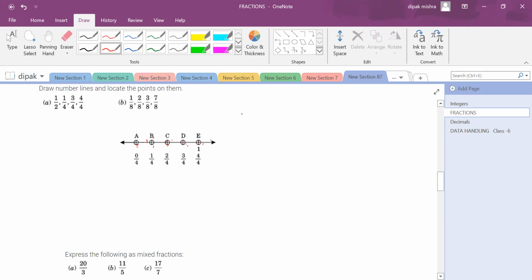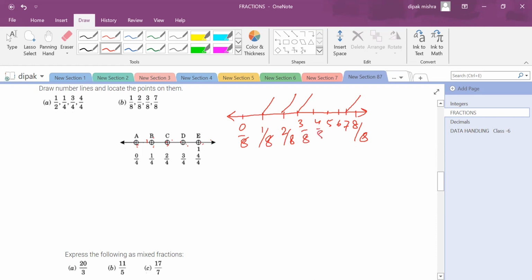Now similarly for the second part, I will divide the number line into 8 parts, right? 0 by 8, 1 by 8, 2 by 8, and so on till I reach 8 over 8. So this is 3, this is 4, this is 5, this is 6, this is 7. So 1 over 8 is this one, 2 over 8 is this one, 3 over 8 is this one, 7 over 8 is this one. So this way we can solve the question.